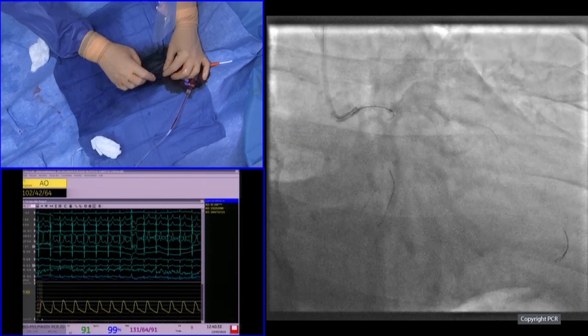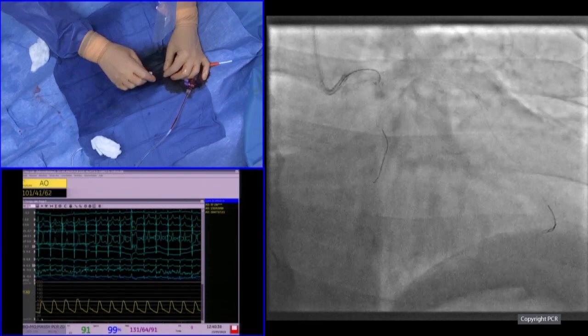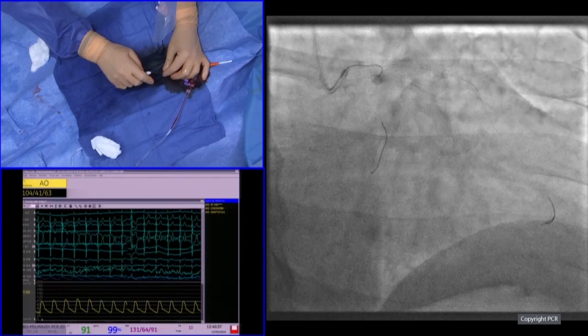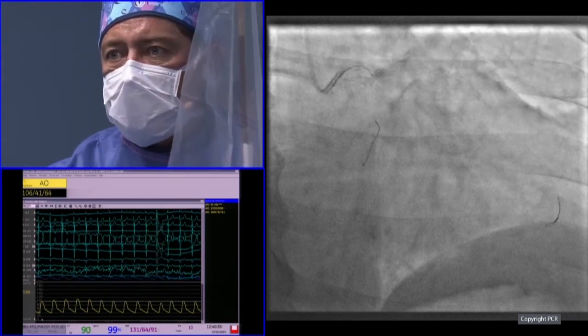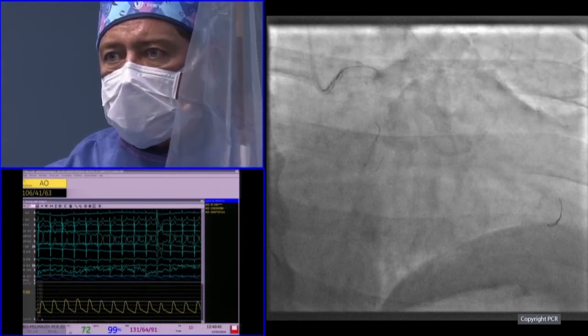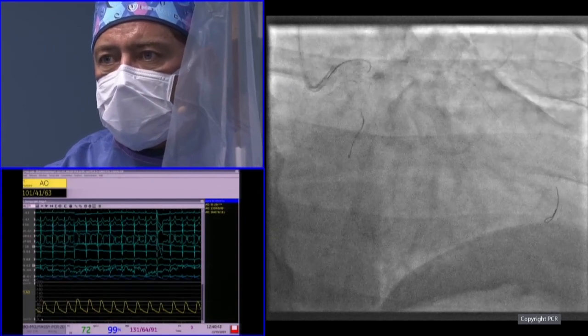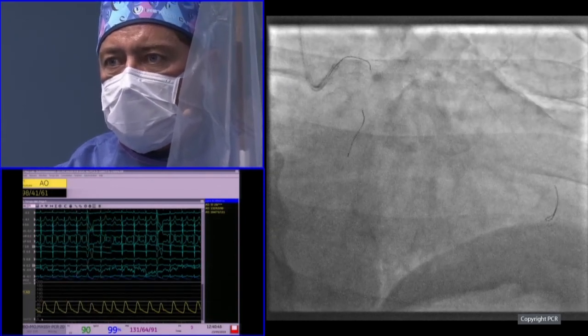Yes. In this case, I think the background is the high bleeding risk, and the optimization of the result is really key. And I'm afraid a drug-eluting balloon here will not result in an optimal result. So I would favor a stent here, actually.